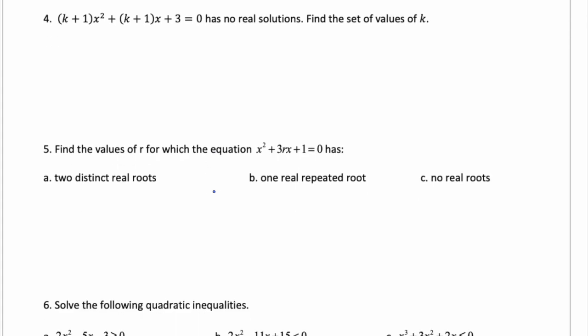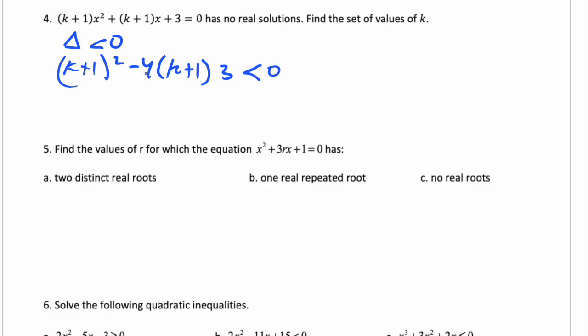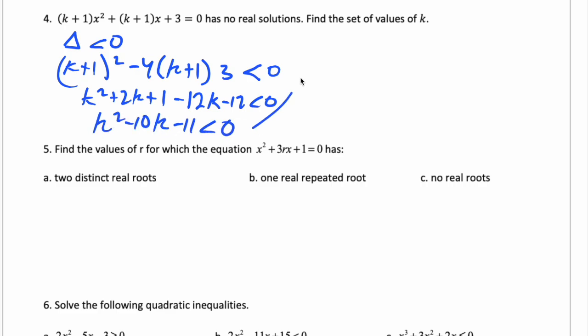Okay, next, this one's no real solutions, so that would be discriminant less than 0. So we've got b squared minus 4ac less than 0, so that's k squared plus 2k plus 1 minus 4k minus 4. Well, actually, I should be multiplying by 3 here, or basically multiplying by 12. We've got 12k minus 12 less than 0, so we've got k squared minus 10k minus 11 less than 0. That factorizes: k minus 11, k plus 1 less than 0.